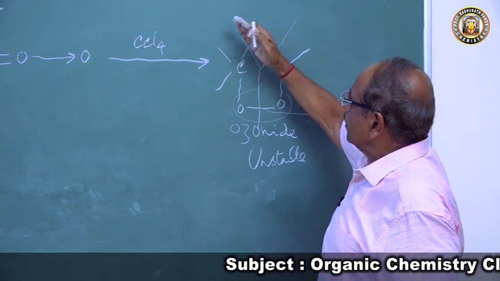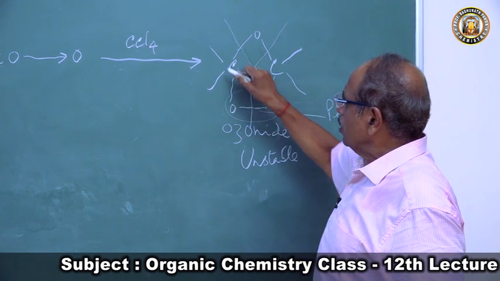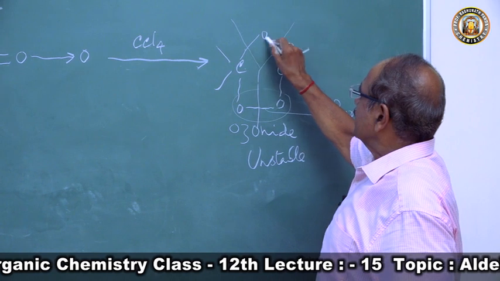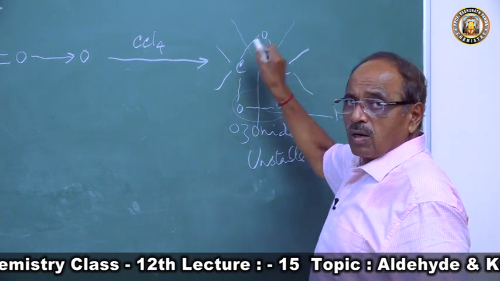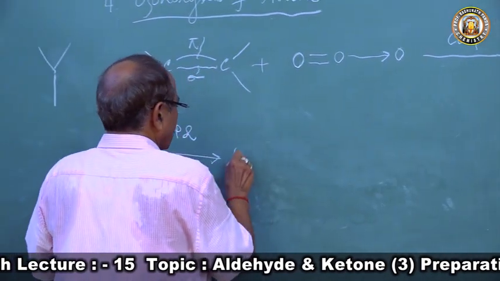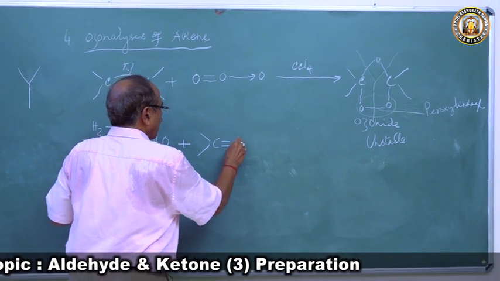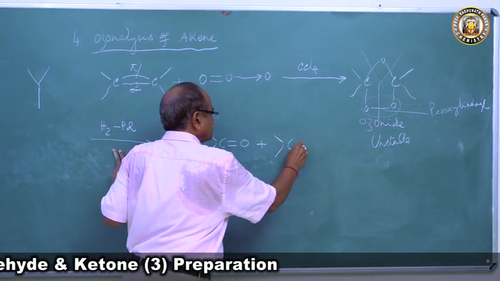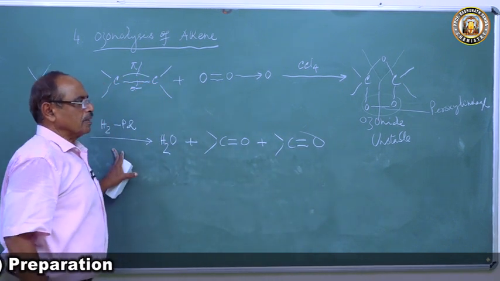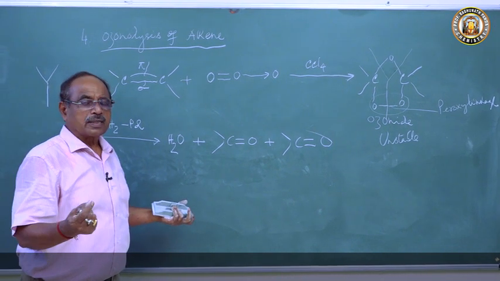So what will happen now? This bond breaks. This bond breaks. So what happened now? We get a CO carbonyl group and a CO carbonyl group, and this is OH2, water. This hydrogen will take the O and form water, and we get CO and CO. Two carbonyl groups we get, a mixture of carbonyl compounds.